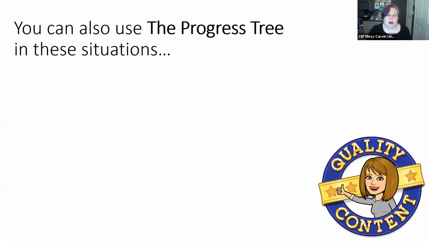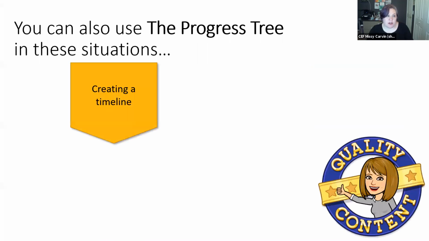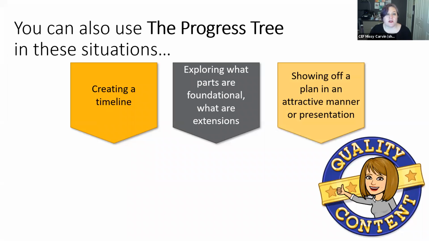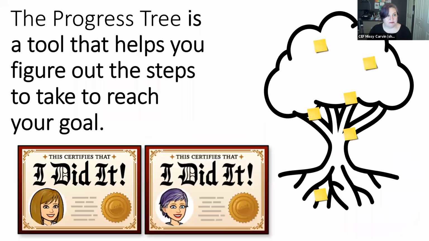You can also use the progress tree in these kinds of situations, when you're creating a timeline, when you're exploring what parts of your idea are foundational and which are extensions, or when you're showing off a plan in an attractive manner or presentation. The progress tree is just a tool that helps you figure out the steps you need to take to reach what your goal is.